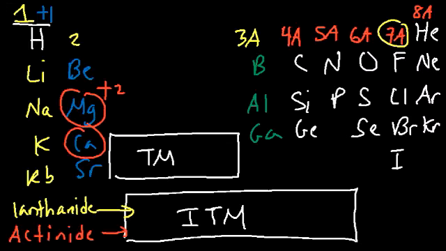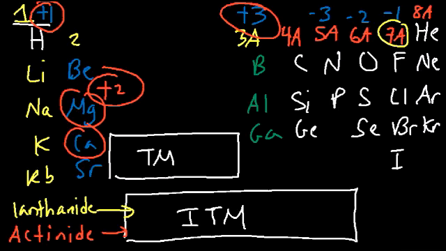Now, on the left side of the periodic table, you have the metals. So let me draw the dividing line.